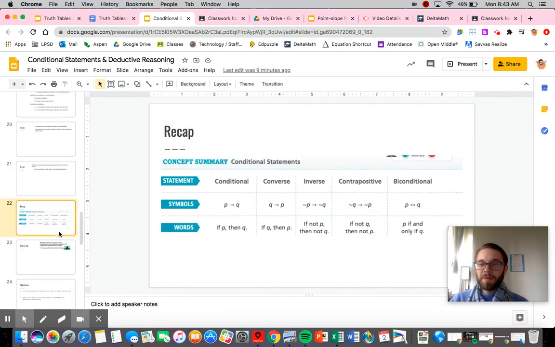All right, now for real, let's look at the summary. This is a quick reminder. The conditional is P implies Q. The converse is Q implies P. The inverse is not P implies not Q. The contrapositive is not Q implies not P. And the biconditional is P if and only if Q. As for their truth values, the conditional and the contrapositive are equivalent truth-wise. The converse and inverse are equivalent truth-wise. And for the biconditional, we're really only going to be looking at situations where both the conditional and the converse are true. All right, have a great day.